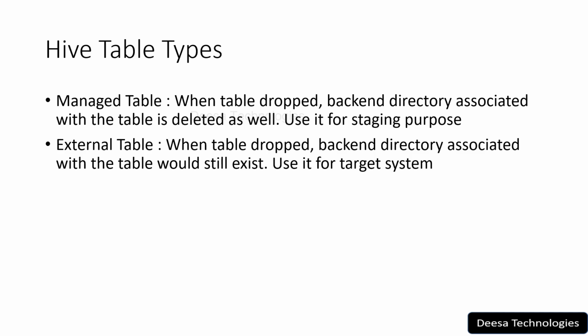The other table, which is predominantly used, is called the external table. The difference between managed and external is that when you drop an external table, the table schema is deleted, but the backend directory and the files associated with the table, the actual data, would still exist. This way, when there is a schema change, instead of copying the data somewhere else, you can drop the table and your data will still exist in the backend. So this is the simple difference: in a managed table, when you drop the table, the associated files are also deleted. If you drop an external table, the schema is deleted but your data still exists. That's the basic difference.